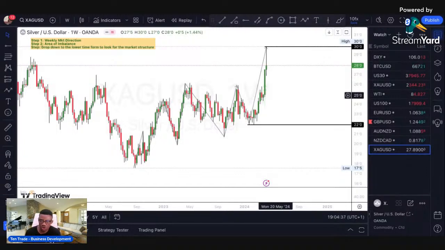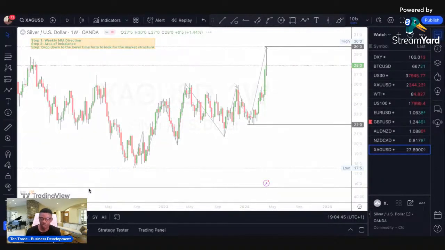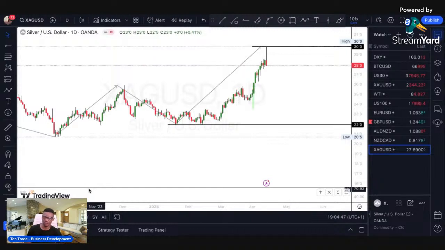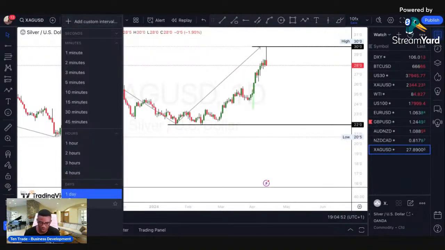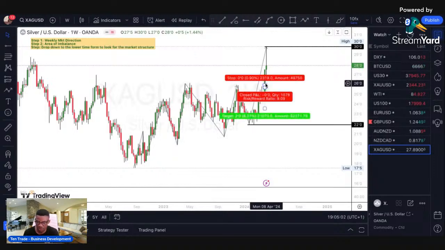Now what do we do? We drop down to the lower time frame, which is the daily time frame. On the daily time frame, what are we going to be doing? We're still going to look, okay, we go back a little bit one more time to look at areas of imbalance. As price created imbalance, oh yes, this is where price is at currently. And the week has ended already, so we have areas of imbalance here.